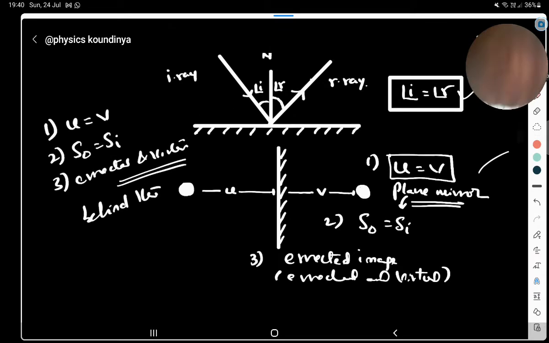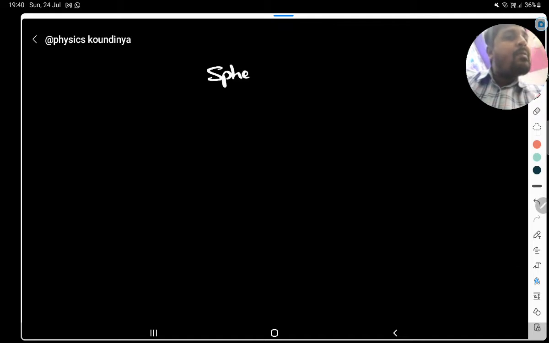So now we are going to see another thing, that is how this phenomenon occurs in spherical mirrors.